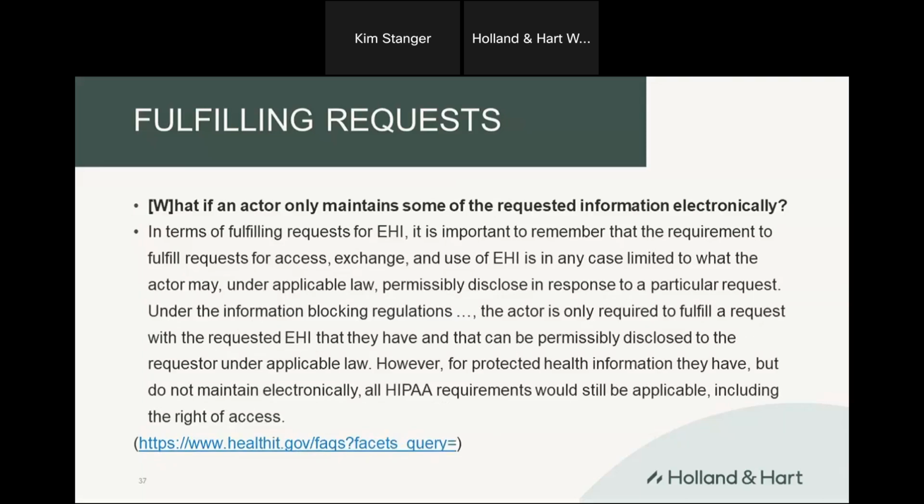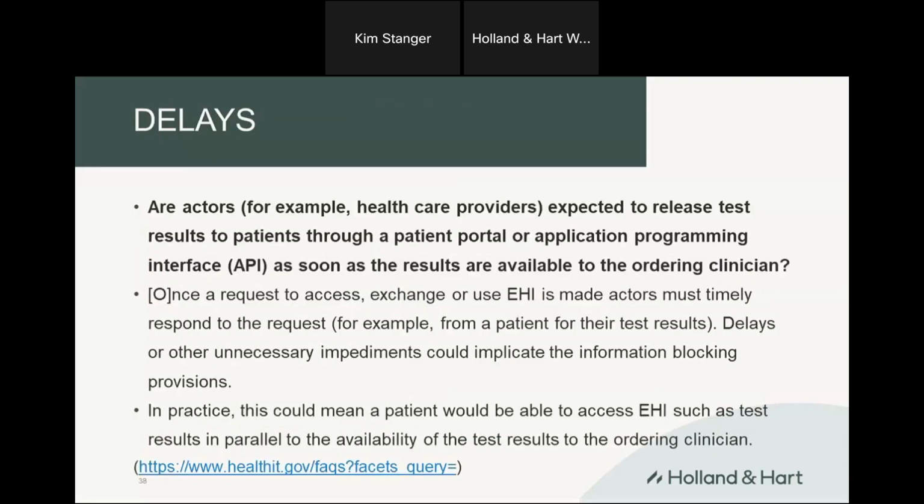What if an actor only maintains some of the requested information electronically? Well, then you only have to produce the information that's maintained electronically. Or if the applicable law only requires you to, or allows you to produce certain information, you can only produce the information that's allowed by that certain law.